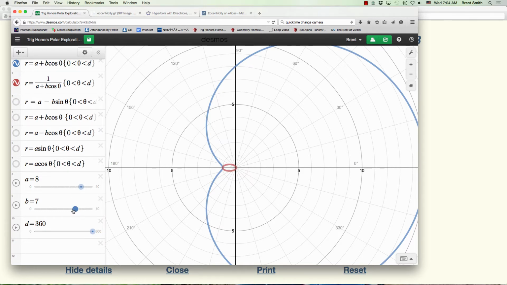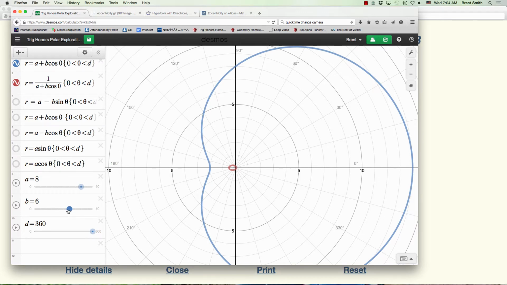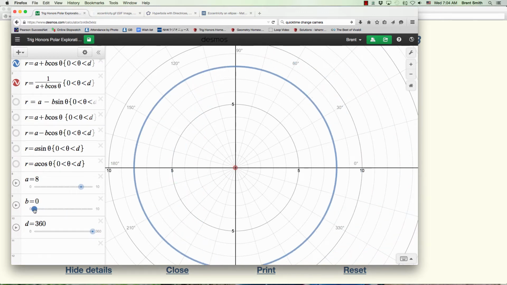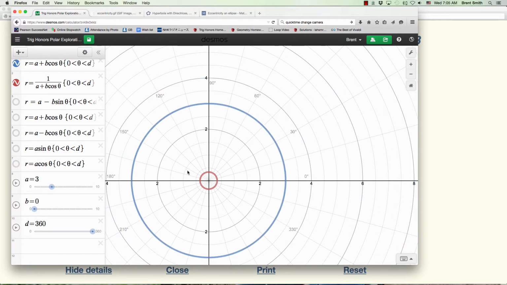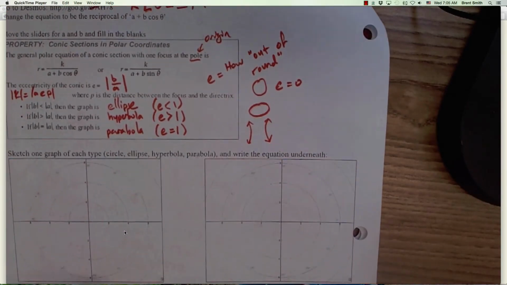Finally, since eccentricity is the absolute value of B over A, to get the eccentricity to be 0, B has to be 0. And if that is true, we have finally created our circle if you move B to 0. All right, so that's our conic sections. You don't have to graph these if you don't want to.